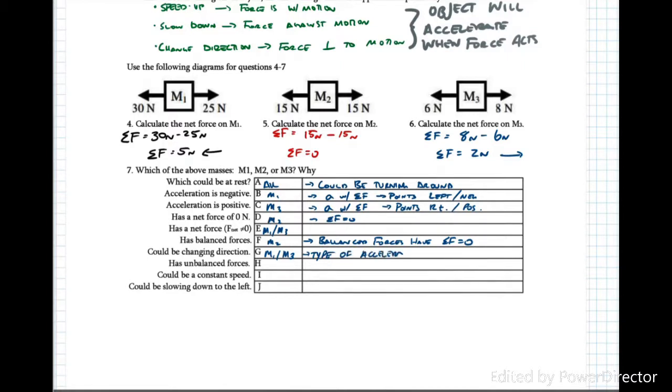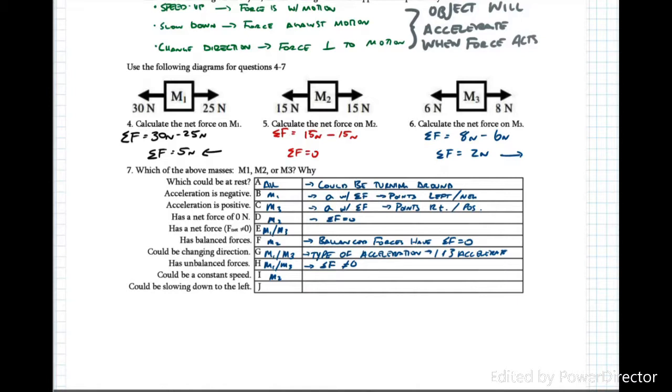Type of acceleration. Changing direction, we're accelerating. If we're changing direction, we rest. That's what's going on with part A. We're accelerating. What happens if unbalanced forces? Again, that's 1 and 3. 1 and 3 accelerate. 1 and 3 have a non-zero net force. That means their forces are unbalanced.